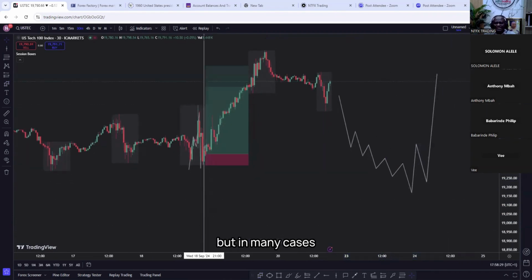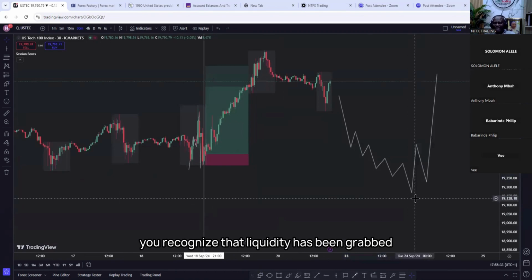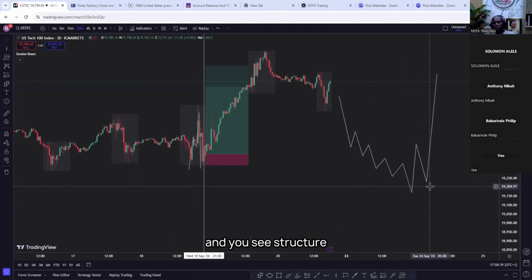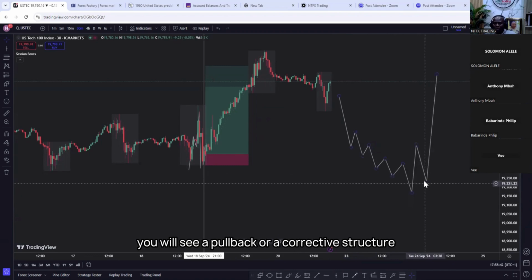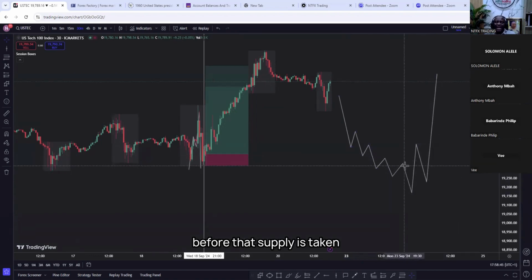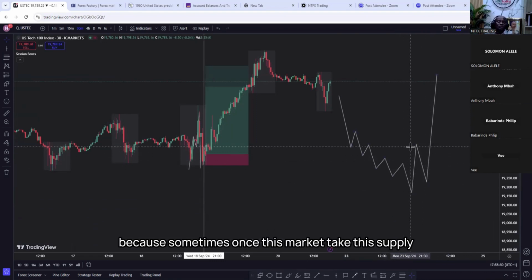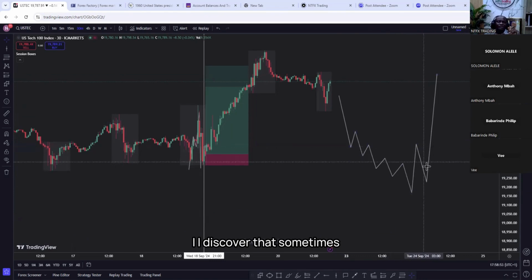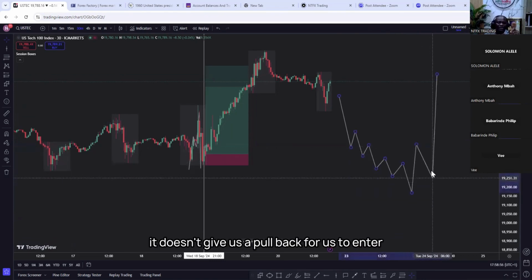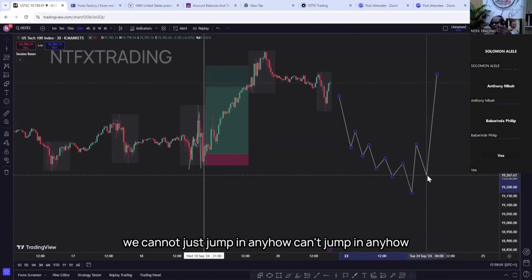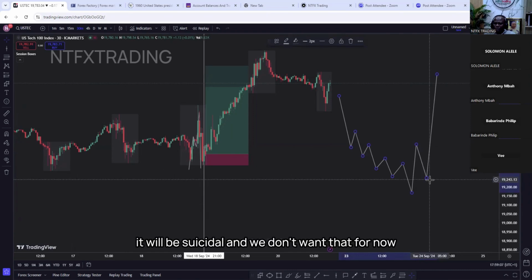But in many cases, you will recognize that liquidity has been grabbed, but injection will not go and take that opposing supply, and you see structure. You will see a pullback or a corrective structure. Before that supply is taken, you can take your trade, because sometimes once the market takes this supply, it doesn't give us a pullback to enter. And of course, by virtue of the training we have received, you cannot just jump in anyhow. It will be suicidal, and we don't want that for now.